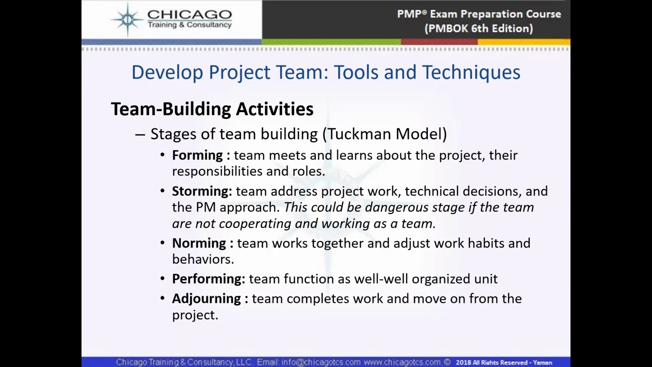And then there are stages of team building, like the Tuckman model. The Tuckman model tells us about the forming, storming, norming, performing, and adjourning stages. In forming, team members meet and learn about the project, their responsibilities and roles. In storming, the team addresses project work, technical decisions, and the PM approach. This could be a dangerous stage if the team is not cooperating and working as a team. In norming, team members work together and adjust work habits and behaviors. In performing, team members function as a well-organized unit, and in adjourning, the team completes the work and moves on from the project. So this is the Tuckman model, which helps us with team building activities.